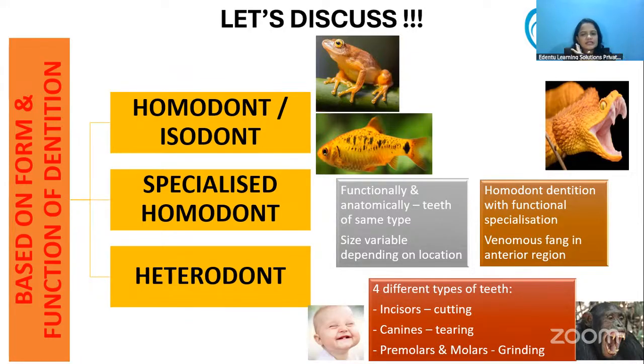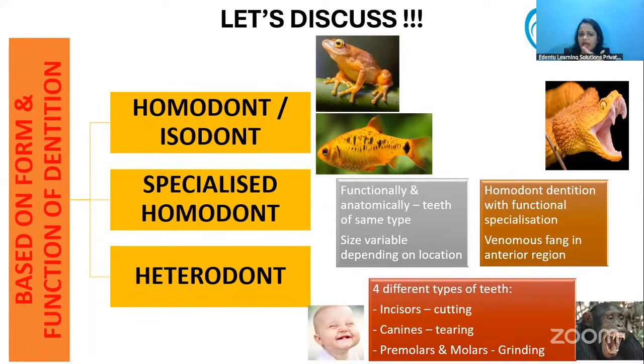Some of the teeth in the posterior areas may be larger than the ones in the anterior, but basically all the teeth will look similar. Such types of teeth are called homodont or isodont type of teeth and dentition, most commonly seen in fishes and amphibians. Then there is something called specialized homodont. Specialized homodont means it is similar to homodont dentition only. All the teeth will be similar, but one particular tooth will be different.